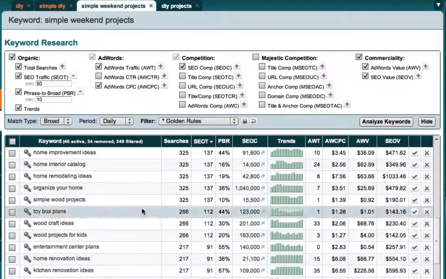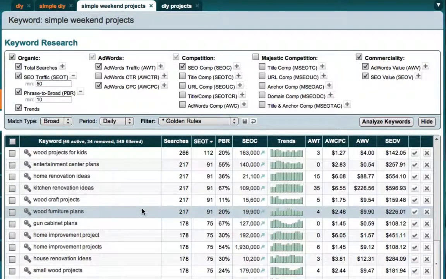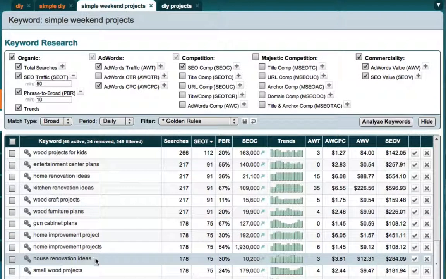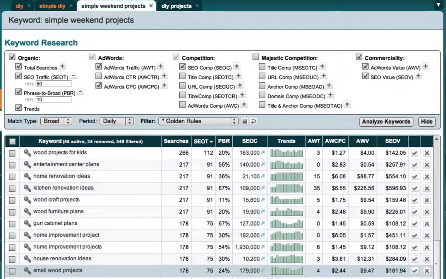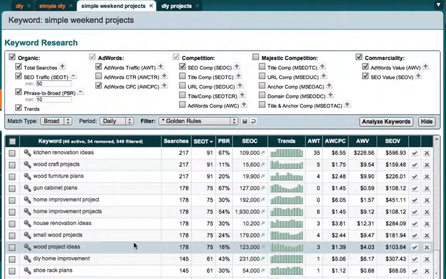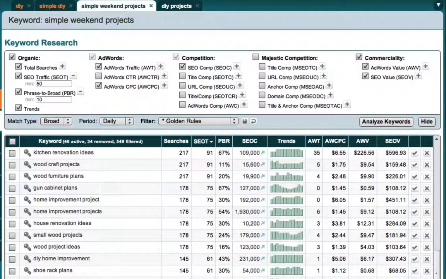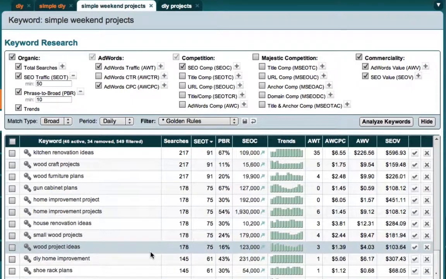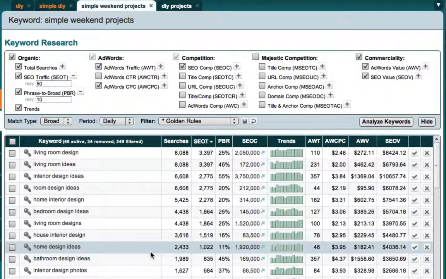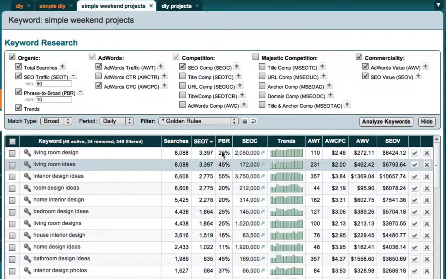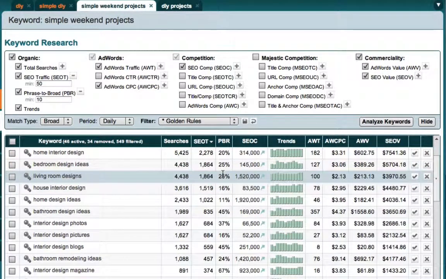The majority of these keywords here fit that person that I'm trying to attract. Home improvement projects, home renovating ideas, small wood projects. You see, all this stuff fits my ideal audience. So even though this simple weekend projects domain may not be good in itself, the audience that it attracts is. And I can look here at the search engine traffic, and it just fits.